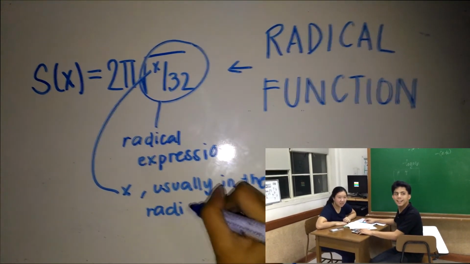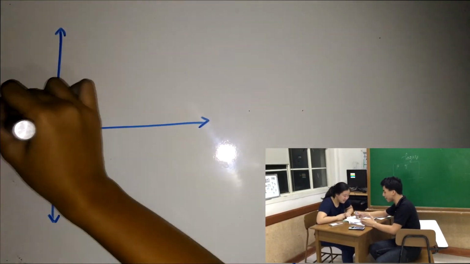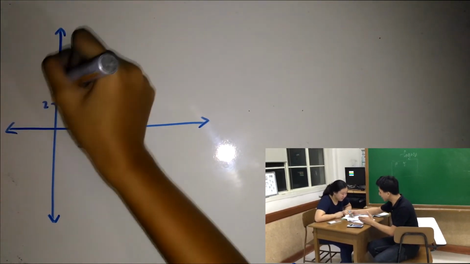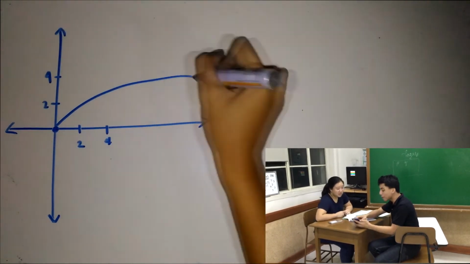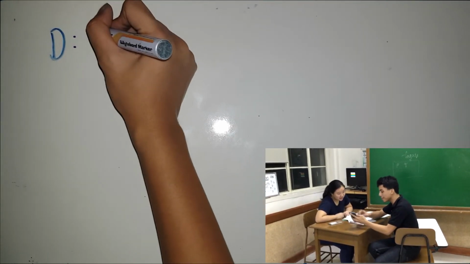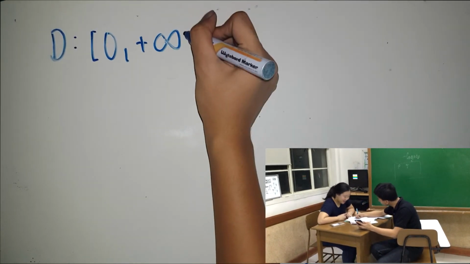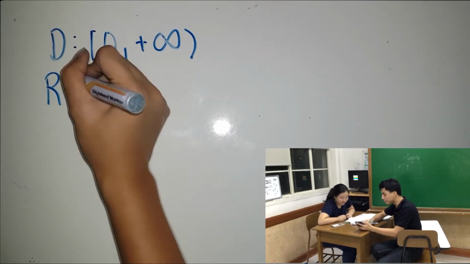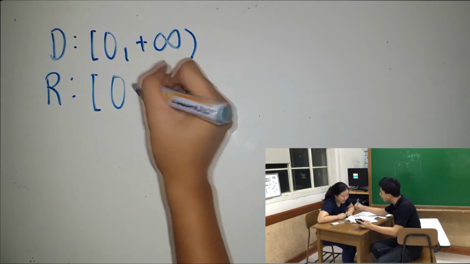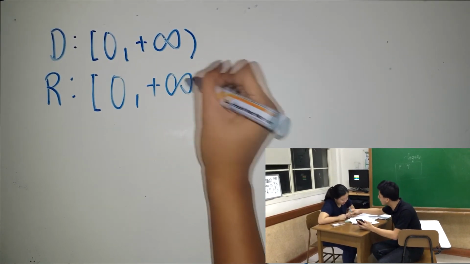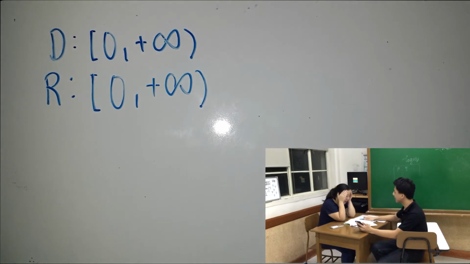The first thing that we should do, of course, is to graph the function s of x is equal to 2 pi square root of x over 32, so that later, everything will run smoothly. As you can see, using the graph, we can deduce that the domain and range are from 0 inclusive to positive infinity. Why? This is because you cannot put a negative value inside the square root. So, we'll start with 0.